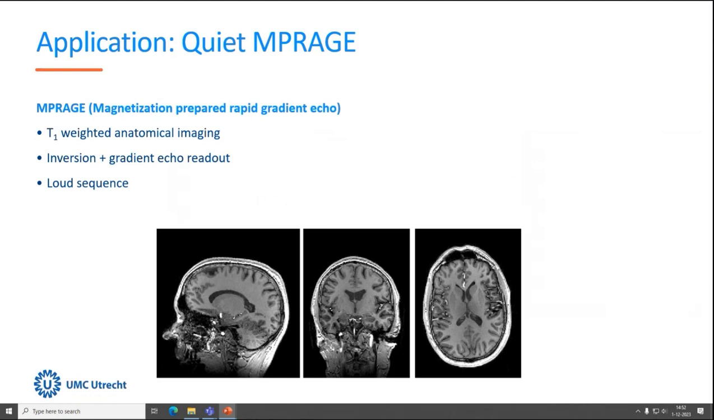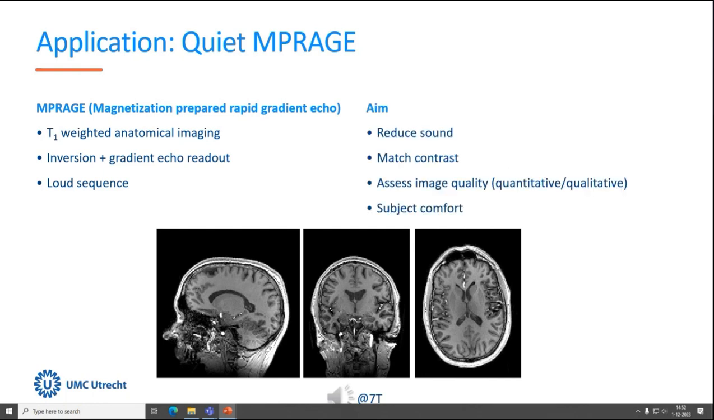The application we wanted to do was MP-RAGE imaging, T1 anatomies. Usually it's quite a loud sequence as well. You will hear, I will show you the sound. It's not as loud as EPI diffusion, but you hear it. Everybody who was asleep, hopefully. But this is the typical sound. The aim was to at least reduce the sound, match contrast, and assess image quality, quantitatively and qualitatively with a few radiologists, and also subject comfort.